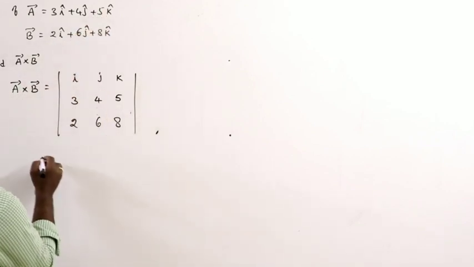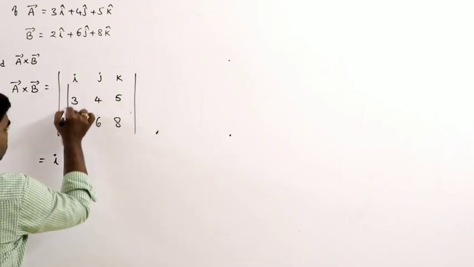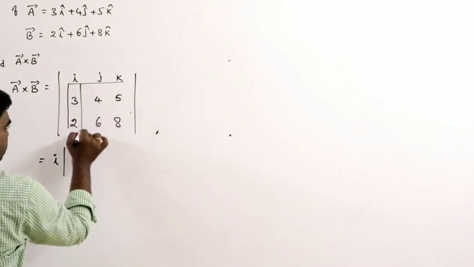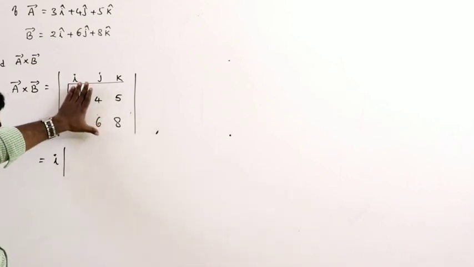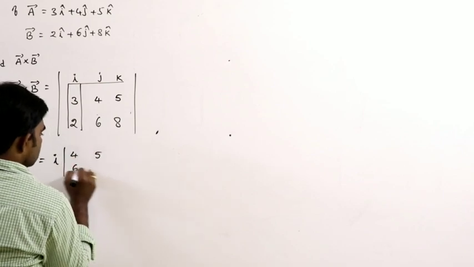That is, first i into, what we have to do? Forget about this one and this one. What are the remaining two? Remaining 4, 5, 6, 8.